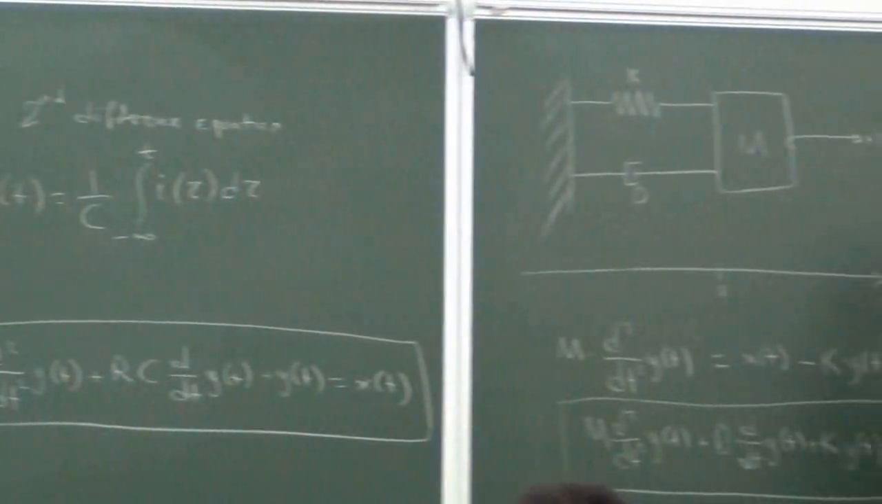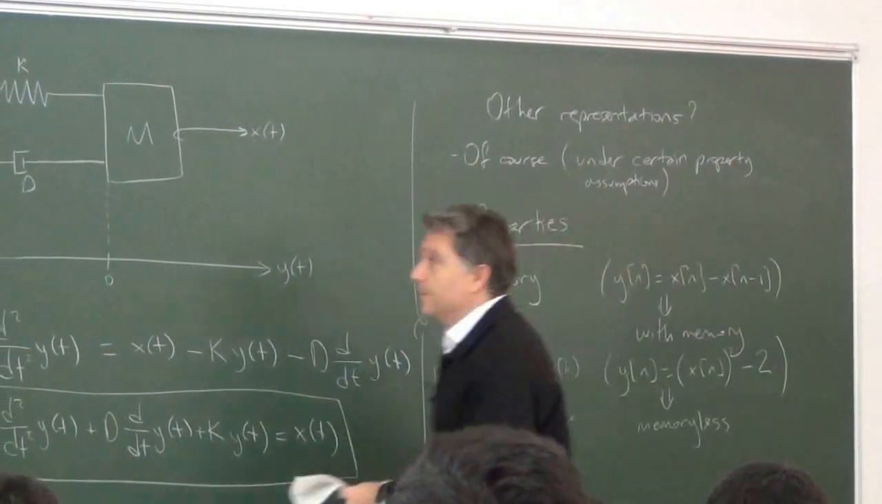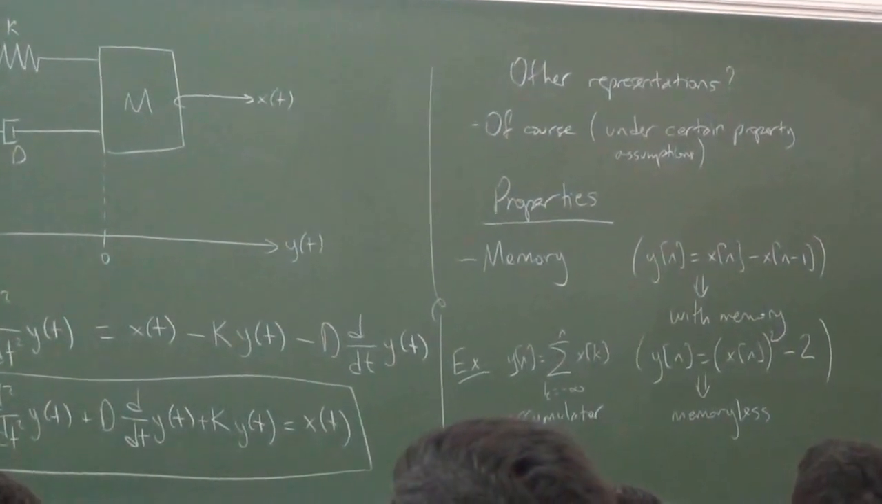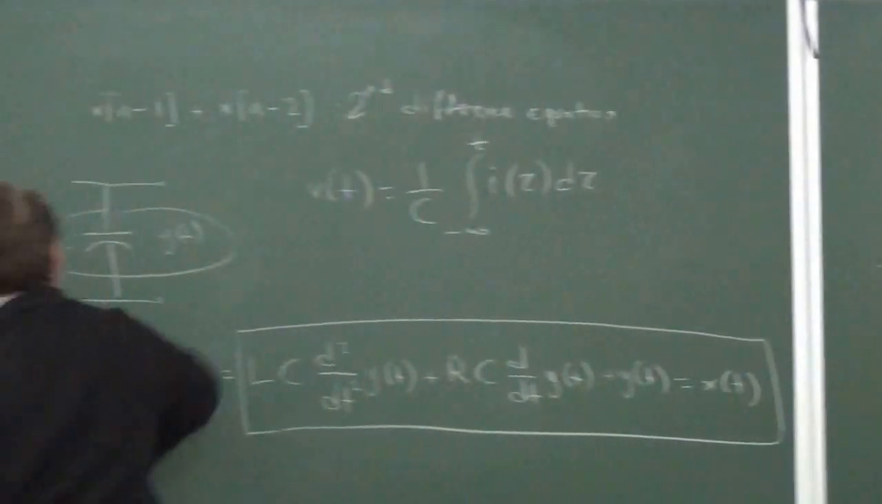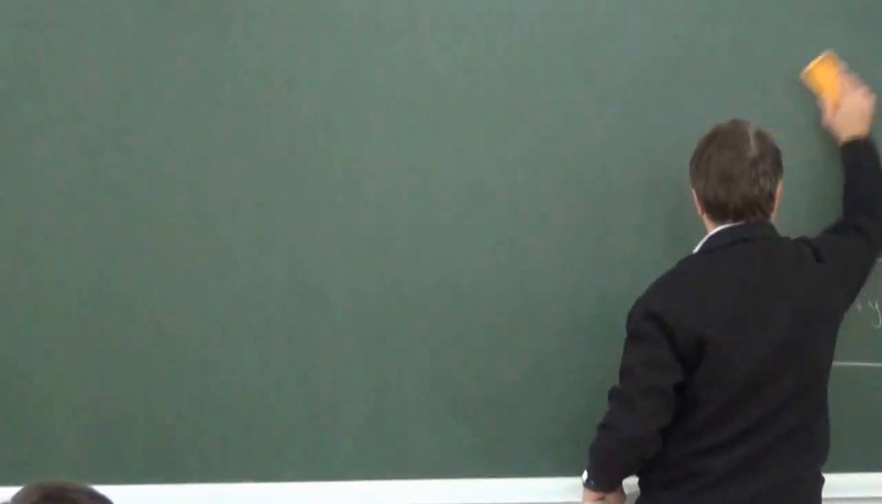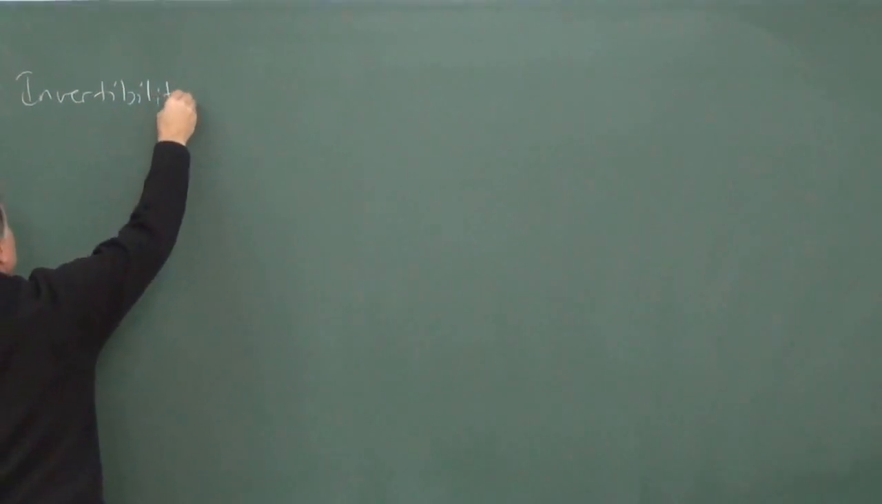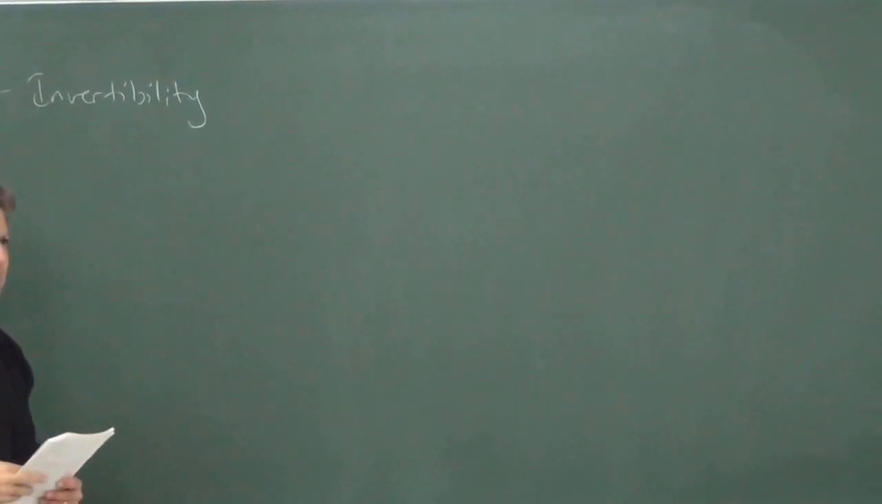Now let's continue with other properties. A technically important property is invertibility. Is the system invertible or not? What do we mean by that?